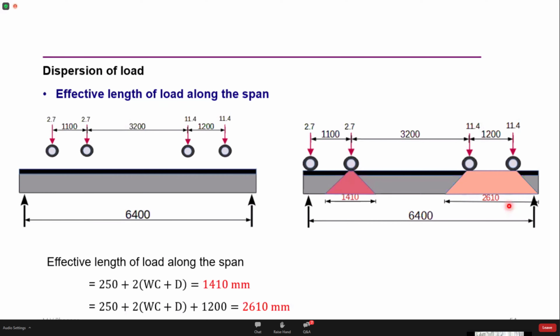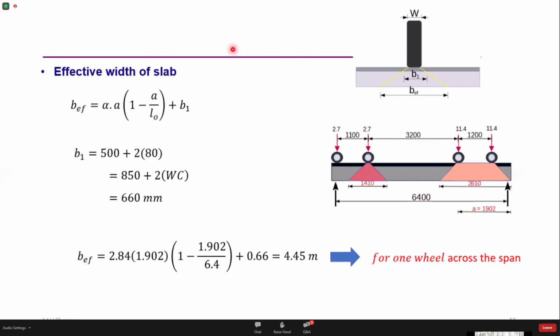So what I'll do, I'll draw these dispersion lines and I will coincide the edge of the dispersion along the support and then adjust these loads. So this is the configuration of the loads, what I get for the shear force calculations. So this is the dispersion along the length. Similarly, we also need to calculate the dispersion along the width.